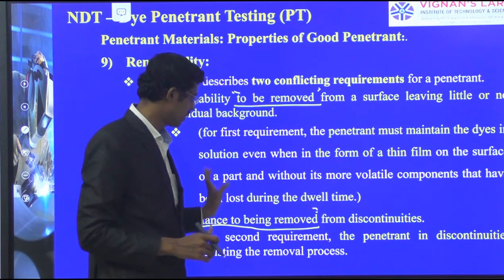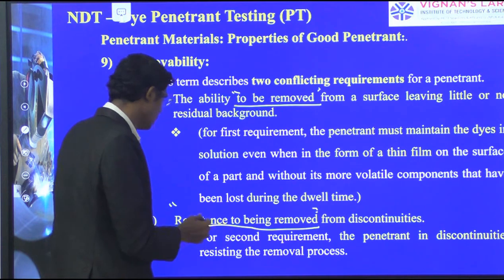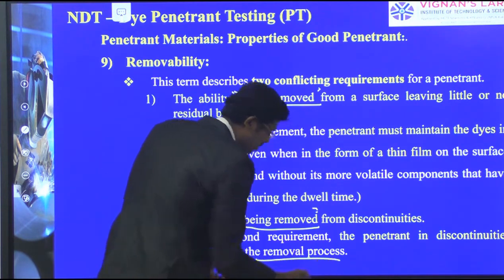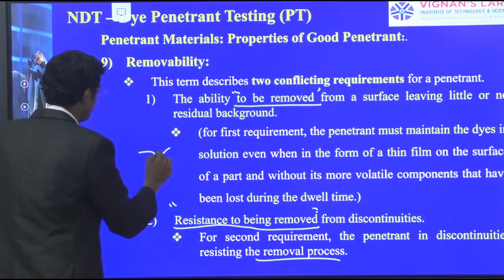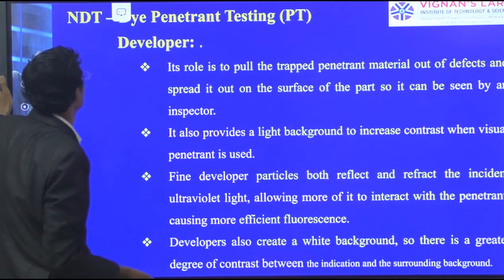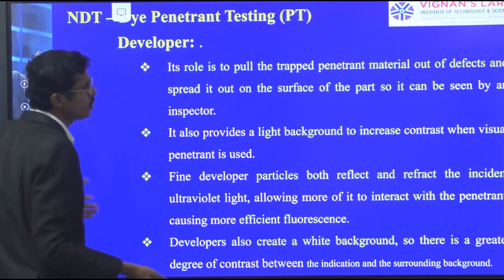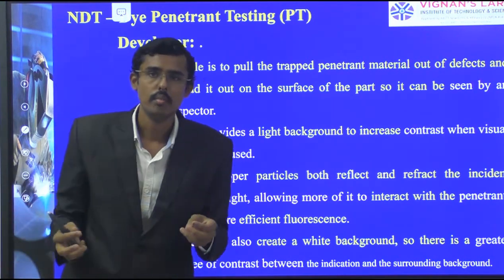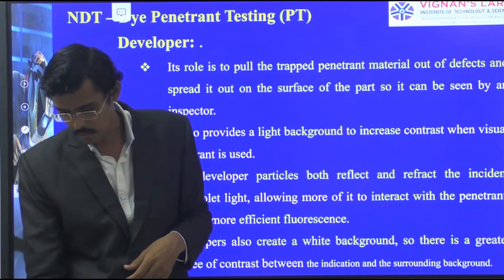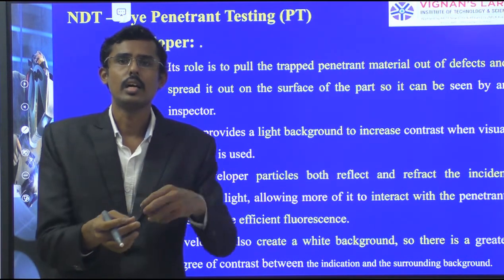For the second requirement, the resistance: the penetrant in the discontinuity resists the removal process. So here in removal, it has some resistance to the removal. Now we are entering into the developer. Up to now we have seen the penetrant and its properties. Now I am getting a little into the developers.